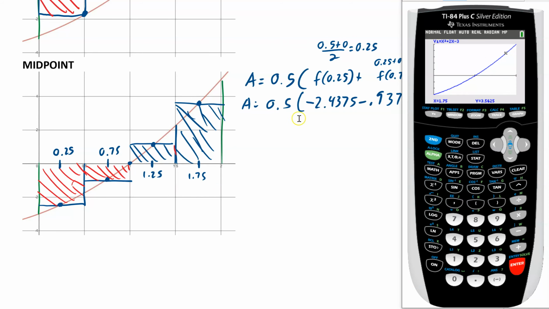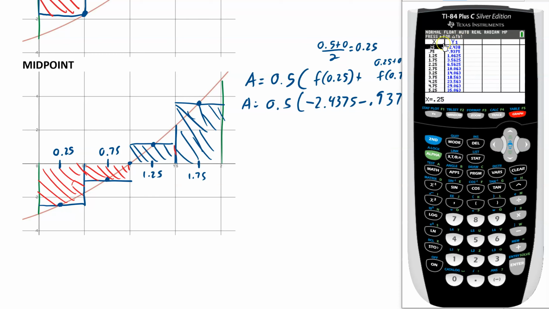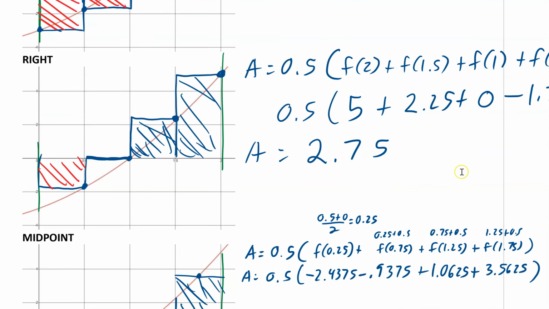So think about it this way. Our first value is 0.25. So if we go to our table, we're going to start it at 0.25. And our change in table is our change in x here. And so our change in x is 0.5. And so now what it'll do is start at 0.25 and add 0.5 all the way across. So if you go to your table, there's all our values. So 0.25 was negative 2.4375, and then negative 0.9375, and then 1.0625. And then the final one, which is 1.75, is 3.5625. And you can use this for all of them.